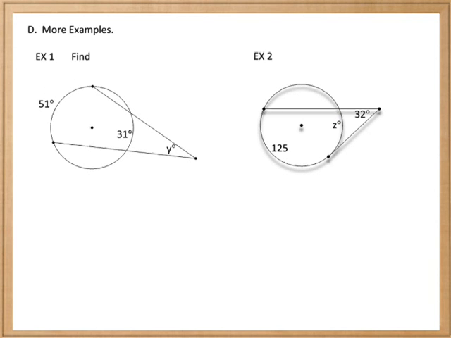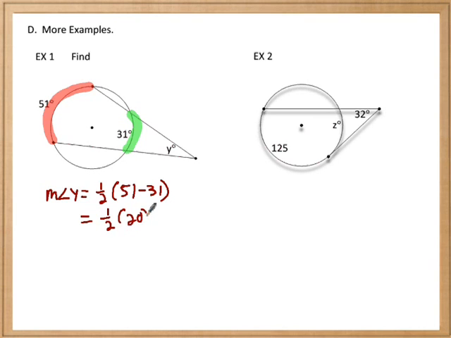Well, welcome back. Let's see if you got the answer right. We have the intercepting arcs of 51 degrees and 31 degrees. So when we take 1/2 of 51 minus 31, we get 20 over 2. Final answer is 10 degrees. How'd you do?